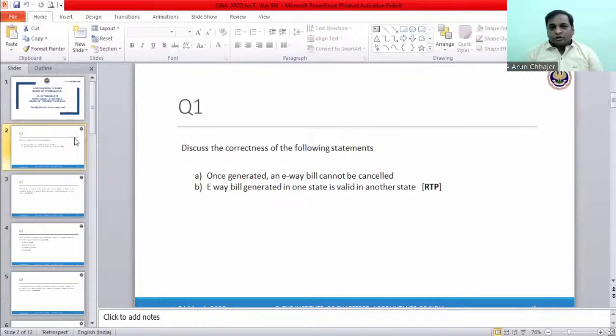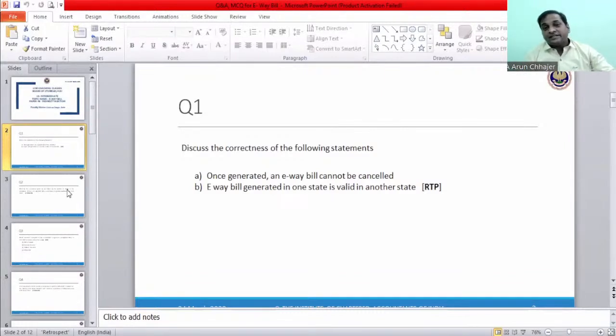Now give the answer for question number 1. Whether it is correct or not correct: once generated, an e-way bill cannot be cancelled. It is not correct. Why? Because we have discussed that within 24 hours it can be cancelled.